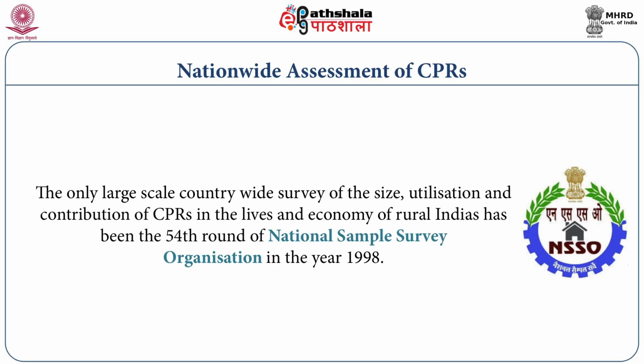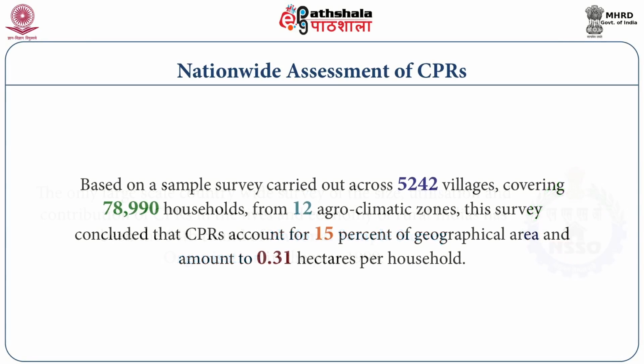The only large-scale countrywide survey of the size, utilization and contribution of CPRs in the lives and economy of rural India has been the 54th round of the National Sample Survey Organization in the year 1998. Based on a sample survey carried out across 5,242 villages, covering 78,990 households from 12 agroclimatic zones, this survey by NSS concluded that CPRs account for 15% of geographical area and amount to 0.31 hectares per household. This survey also revealed that as many as 58% of fuel wood requirement and up to 25% of fodder requirement are derived from CPRs.